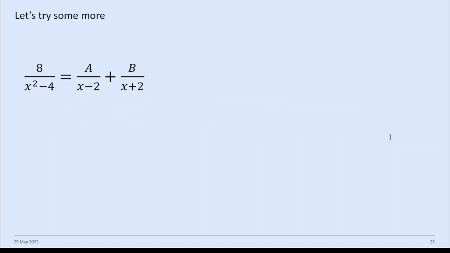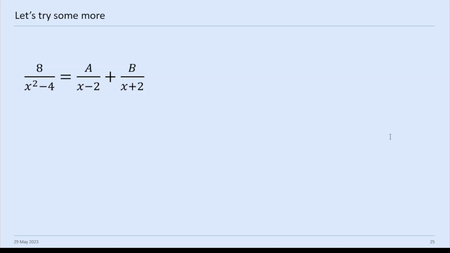We're going to try a simpler one here. This is difference of two squares. We did all of these in the last video. We're just doing them via this alternative method. Because in the last video, what we did was we got some simultaneous equations by equating the coefficients of the polynomials in the numerators on the left and right.